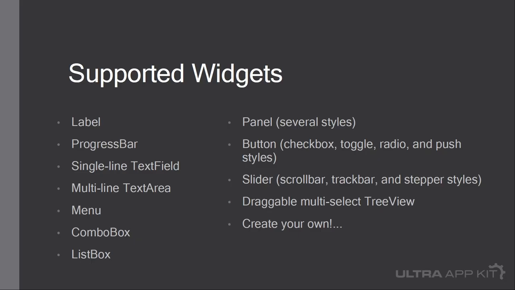We have a lot of supported widgets right out of the box, including a label, a progress bar, single line text field, a multi-line text area, menu system, combo box, which is like a drop-down box, a list box, a panel that comes with several styles, buttons that come as checkboxes, toggle buttons, radio buttons, and good old push buttons, a slider that comes in three flavors, scroll bar, track bar, and stepper styles, and the draggable multi-select tree view, which is about 1,000 lines of C++ code.